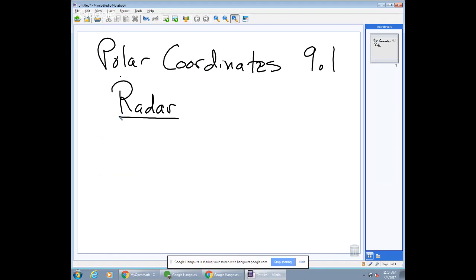You've got some central point here. That central point is known as the pole, hence polar. And then from that central point, we sweep around and around and around and around.